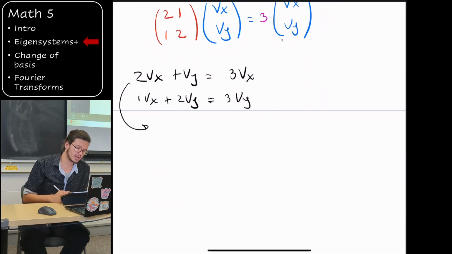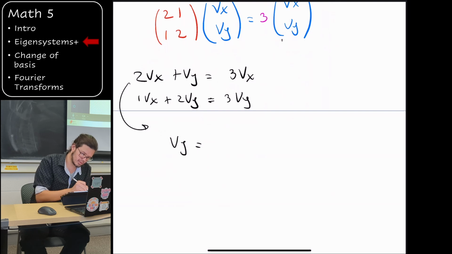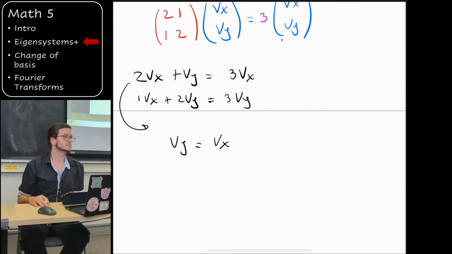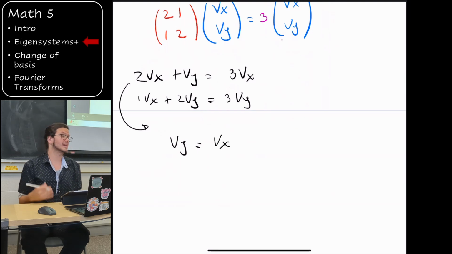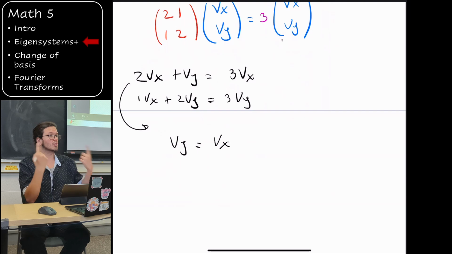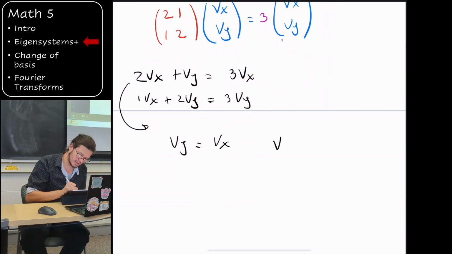And what I get from the equation on the top is that Vy is equal to, I'm going to pass the 2 subtracting to the right, Vy is equal to Vx. And the second equation will tell you the same. Now, if I want to obtain an eigenvector that has norm 1, I just need the two values to add up to 1 whenever you square them. So can you tell me what is my normalized eigenvector?